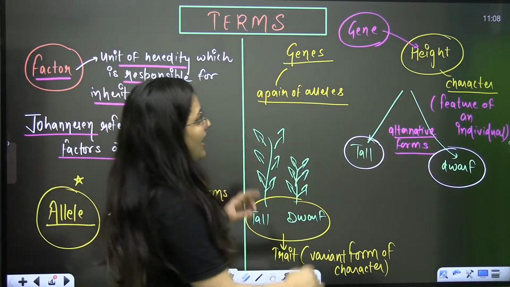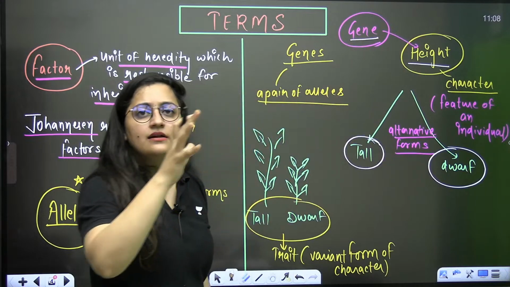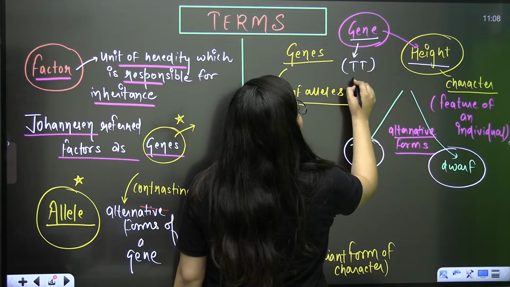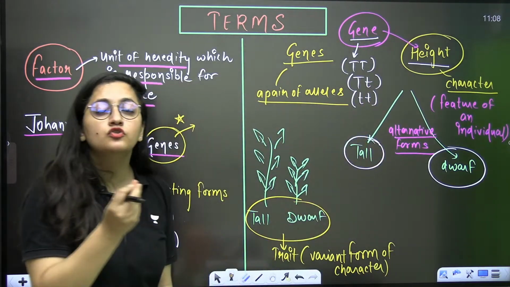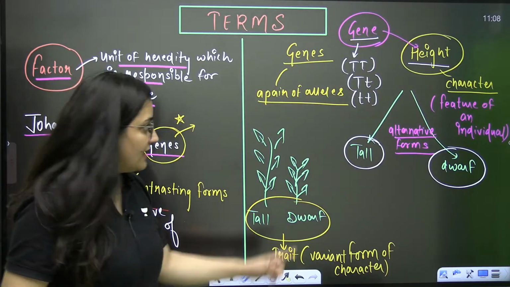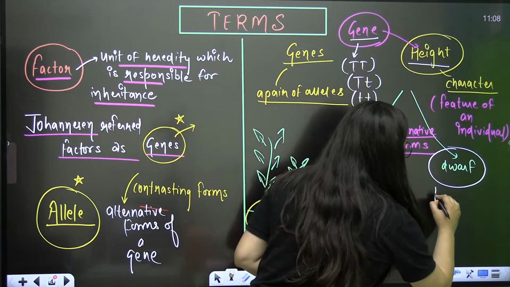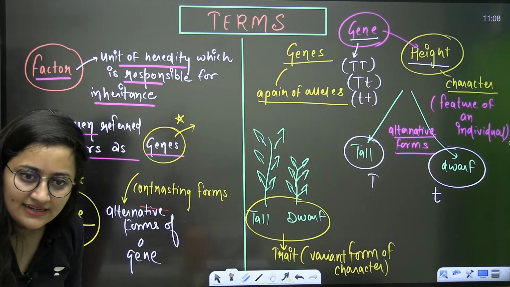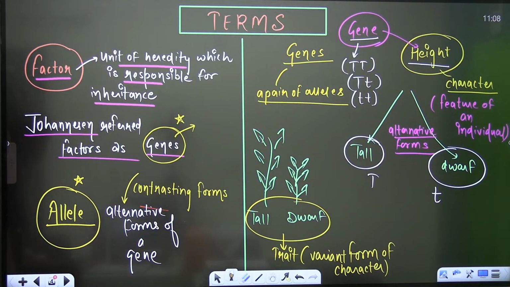So if I have to represent the height gene as a pair, it can be capital T, capital T, or capital T, small t, or small t, small t. Ultimately you have to show a pair here. And these alternative forms, like tallness is controlled by capital T, dwarfness by small t. So these are the alleles. Is that clear? Alleles are formed when there is a mutation in the genes. Okay, bache?